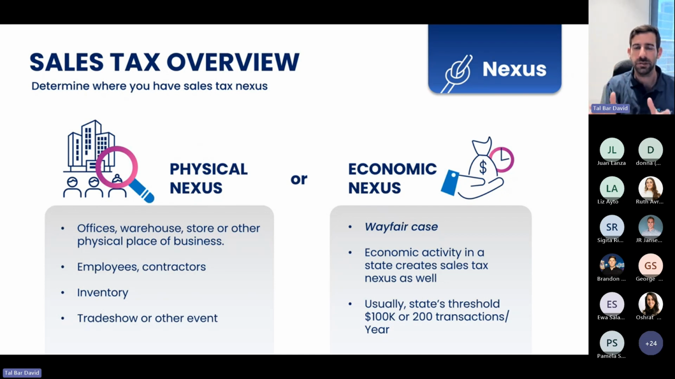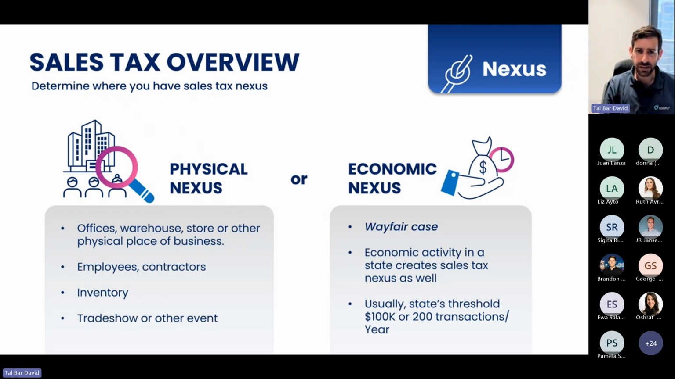But the economic nexus is very important to understand because it specifically came to catch foreign entities, because usually when you are selling from your UK company, you don't have any presence in some place. So you don't have physical nexus, but you might have economic nexus because you exceeded the threshold.